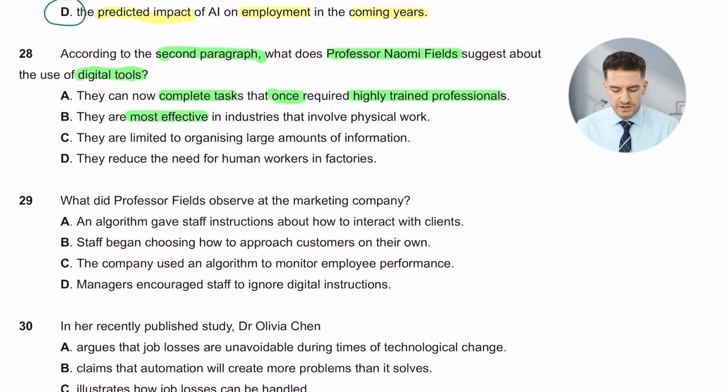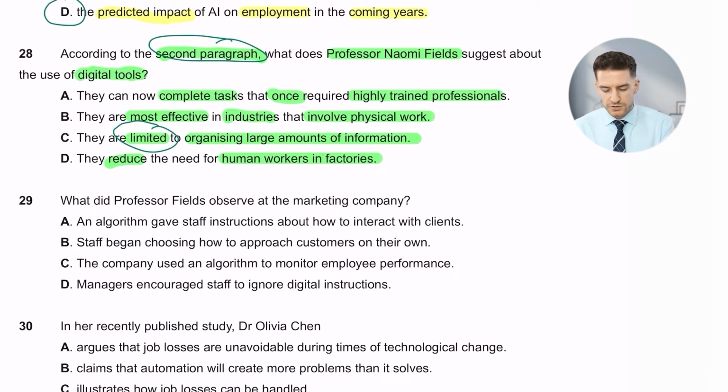They are most effective in industries that involve physical work. They are limited to organizing large amounts of information. So limited to, that just means only. So they can only organize large amounts of information. And the last one there is they reduce the need for human workers in factories. So let's go back up and we'll see if we can find the answer. Remember, we're looking for the second paragraph and Professor Naomi Fields.